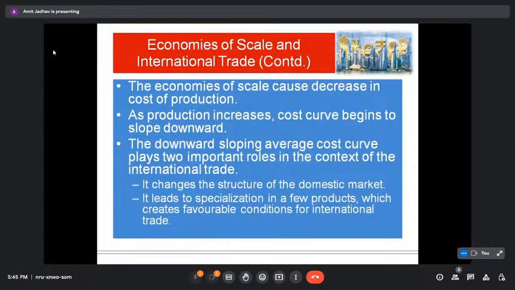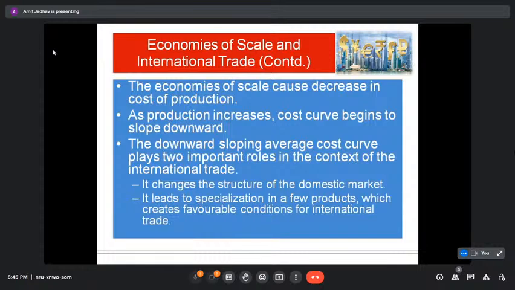The downward sloping average cost curve plays two important roles in the context of international trade. So the cost curve is downward sloping. Why is it downward sloping? Because while increasing the economies of scale, so increasing the production of the commodity, some economies of scale will be created. It may be internal as well as external economies of scale, and that's why the cost of production will decline and the curve will be sloping downwards.